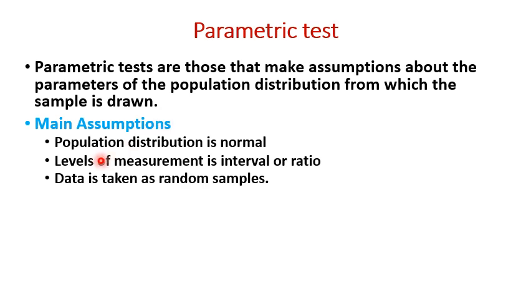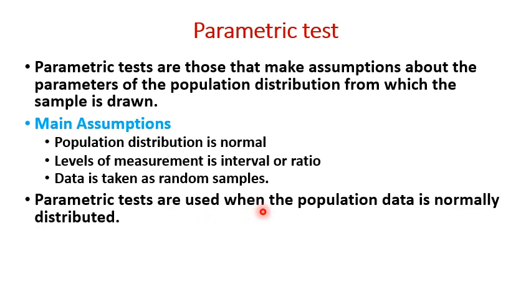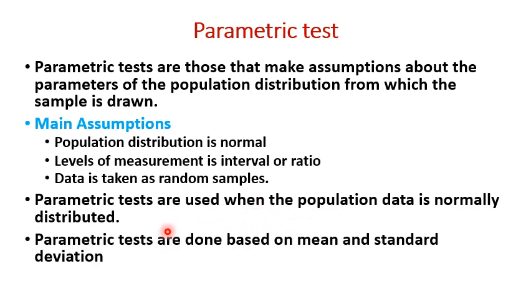Then what are the main assumptions in parametric test? There are three main assumptions. First one, population distribution is normal. The population is normally distributed. Then levels of measurement is interval or ratio, at least interval or ratio. Then data is taken as random samples. Parametric tests are used when the population data is normally distributed. Parametric tests are done based on mean and standard deviation.